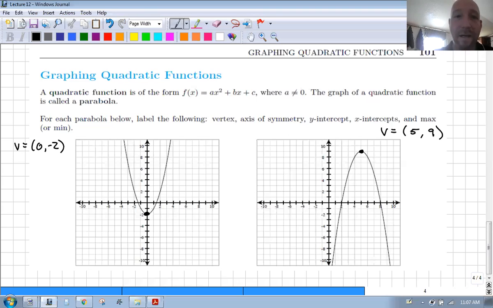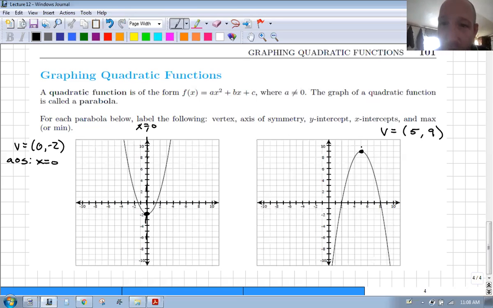Okay, the axis of symmetry on the left, right down the middle here. Let's see, axis of symmetry is the line right here. X equals 0. It's this line right down the middle. For that line, the X values are all 0. Right? Any point on this line, the X value is 0. So the axis of symmetry is X equals 0.